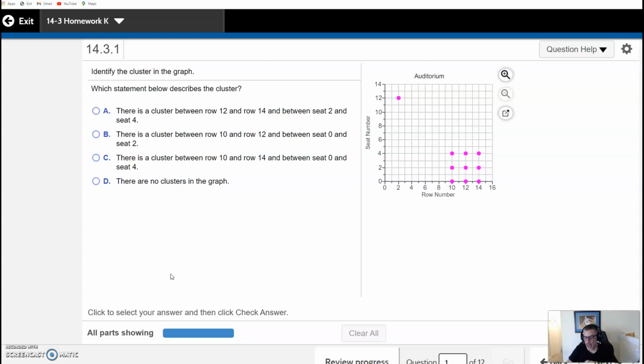So the first type of pattern that we're going to look at is the idea of a cluster and the idea of an outlier. So a cluster, like maybe a cluster of people, is a group, kind of all packed together. And an outlier is something that is kind of out by itself, right?